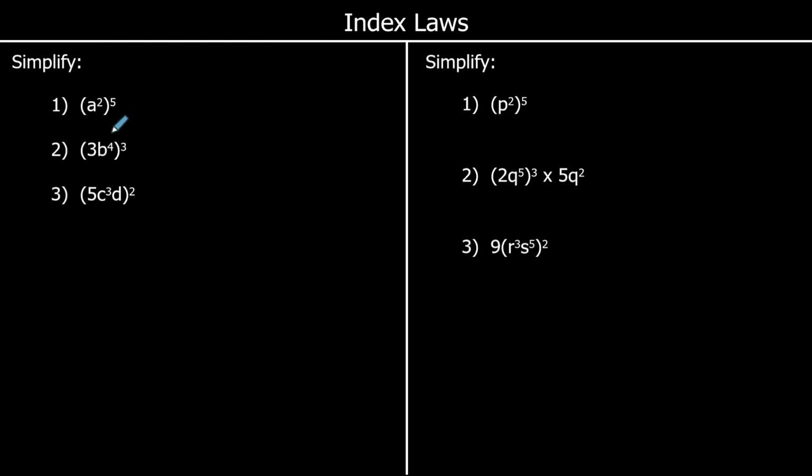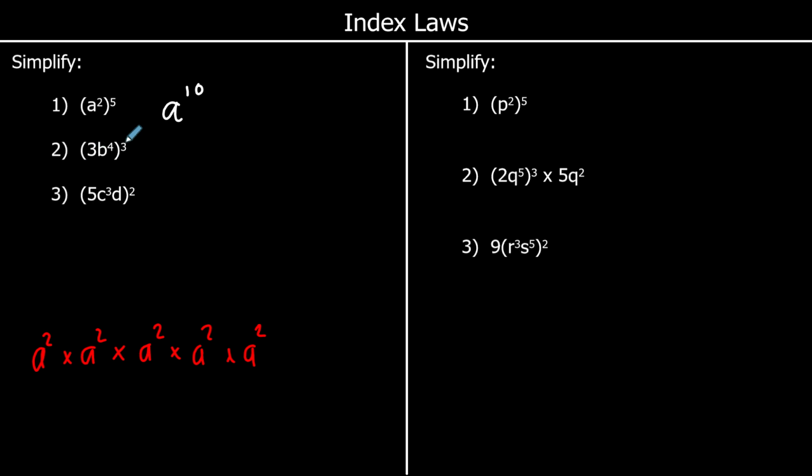Here's another set of questions. So we've got simplify a squared to the power of 5. That means a squared is multiplied by itself 5 times. So a squared times a squared times a squared times a squared times a squared is a to the power of 10. And there's a quick way of doing this. When you've got a bracket, you can just multiply the powers. So 2 times 5 is 10.